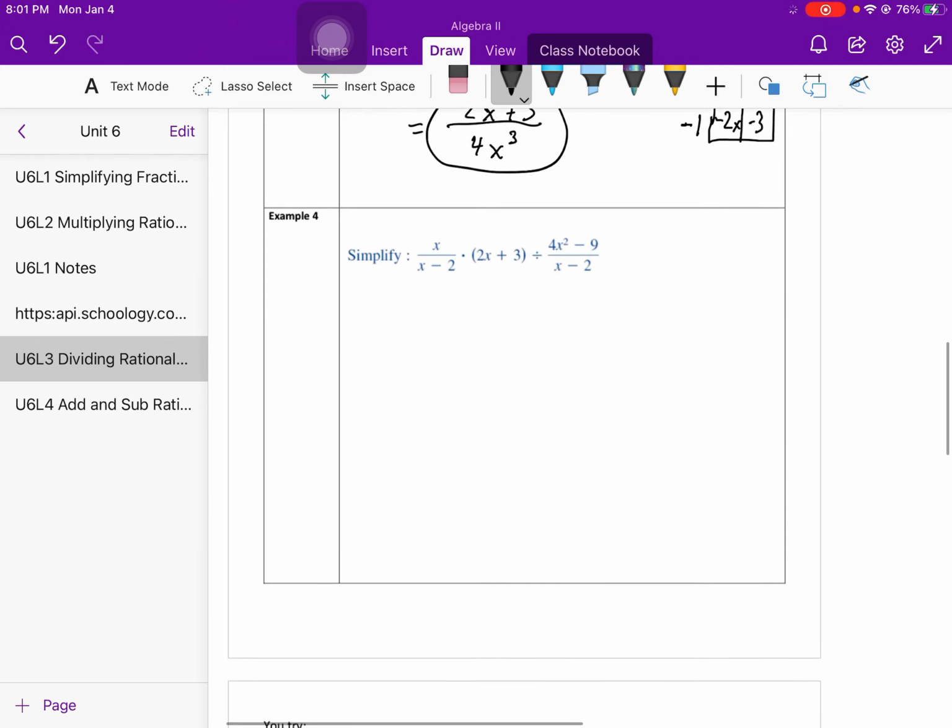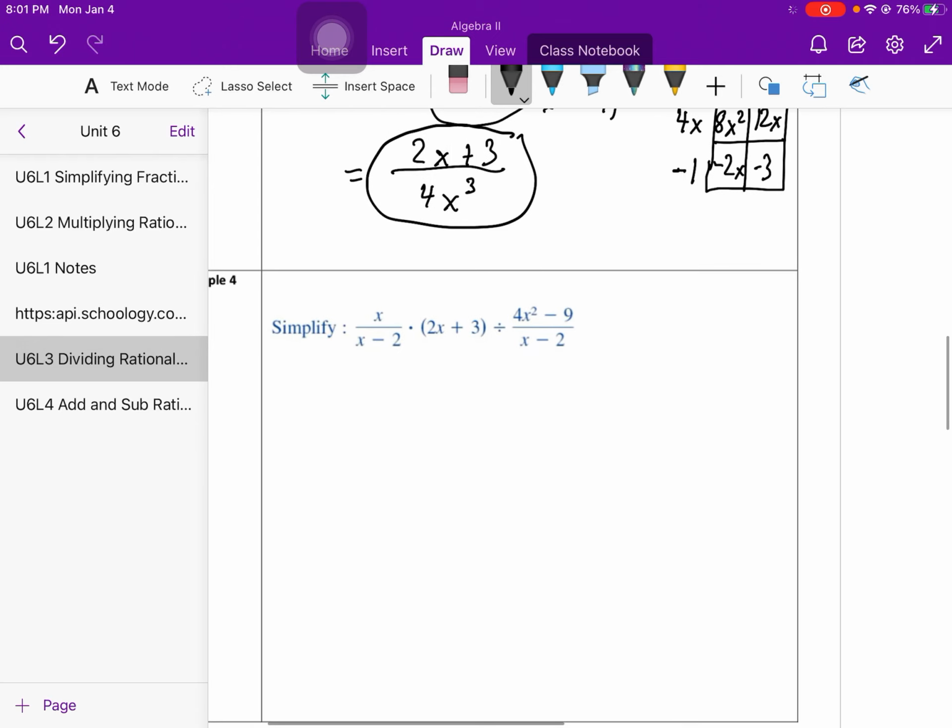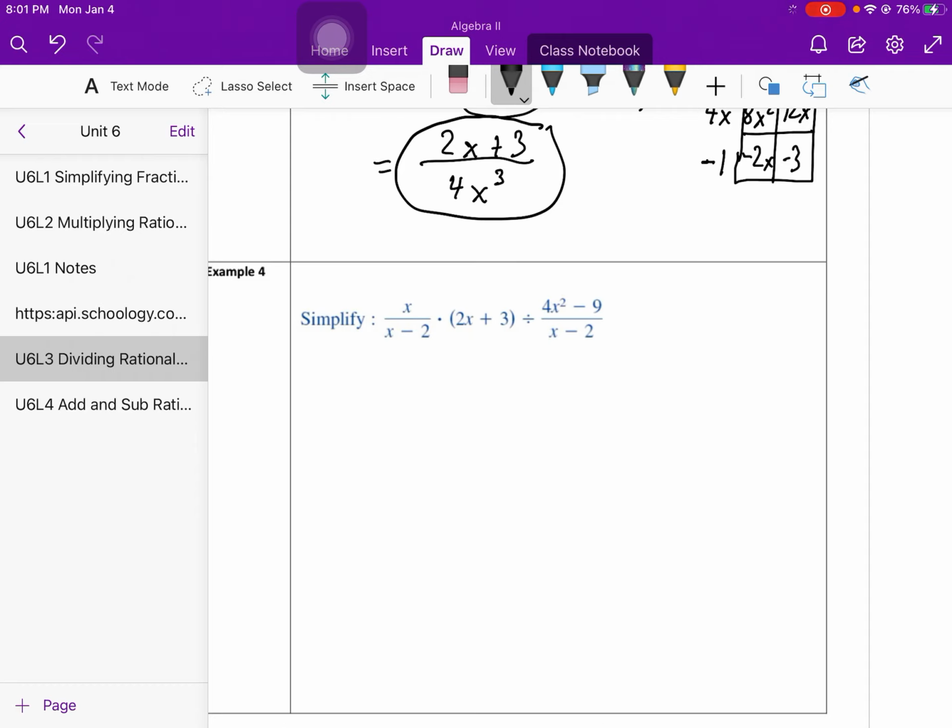All right, one more to go here. And this is just a combination of what we've learned with multiplying and dividing. So basically, notice we're multiplying with that 2x plus 3. So we're going to change that to a fraction, so we're going to put it over 1. And then this one, since it's dividing, we just have to flip the order. So what I'm going to do is rewrite this whole thing. X minus 2 stays the same. 2x plus 3, since it's multiplying, we don't have to flip it. We put it over 1. And then we multiply with this one here. But now the x minus 2 goes to the top, and the 4x squared minus 9 goes to the bottom.